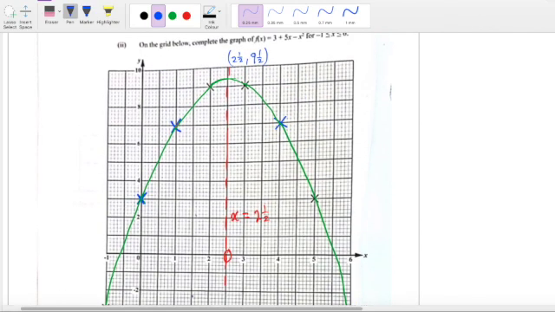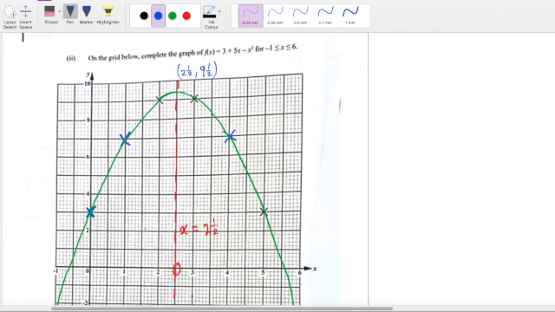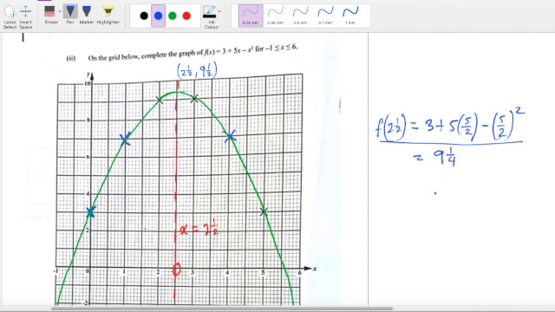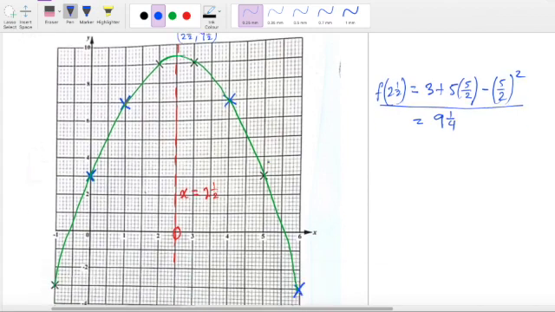And obviously, we could actually check when x is 2.5. So f of 2.5 will be 3 plus 5 times 2.5, which is 2 2s are 4, 1 is 5 on 2, minus 5 on 2 squared. So actually, when we did the math, we get 9.25. So you see, we were pretty close, yeah?